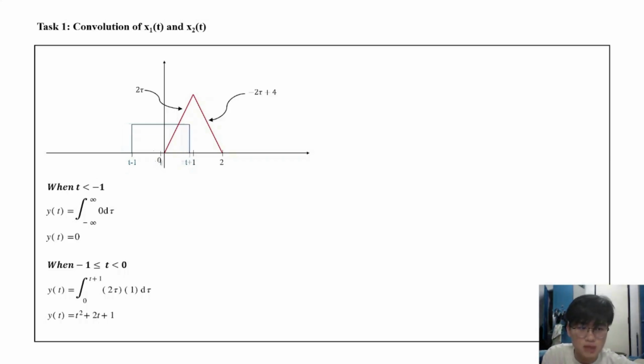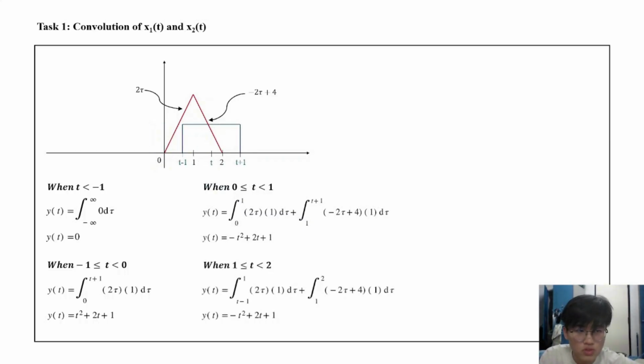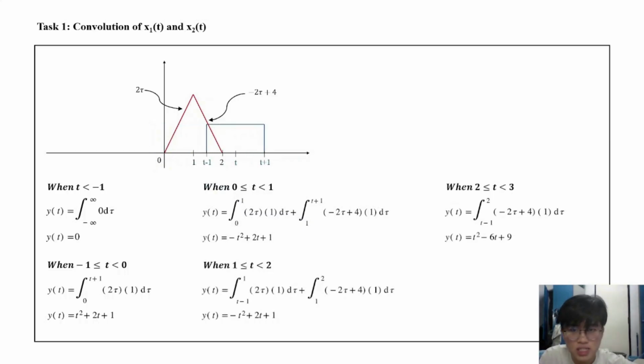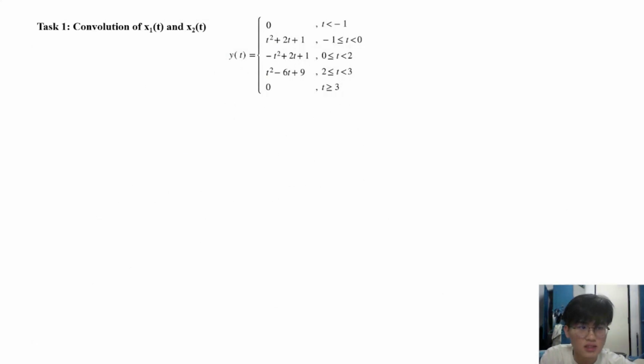Then we repeat these steps for other ranges of t, namely from 0 to 1, from 1 to 2, from 2 to 3, and also for t greater than 3. After considering all the values of t, we combine the results to get a complete expression of y(t). Finally, the results are plotted using Desmos to visualize the final result of y(t).